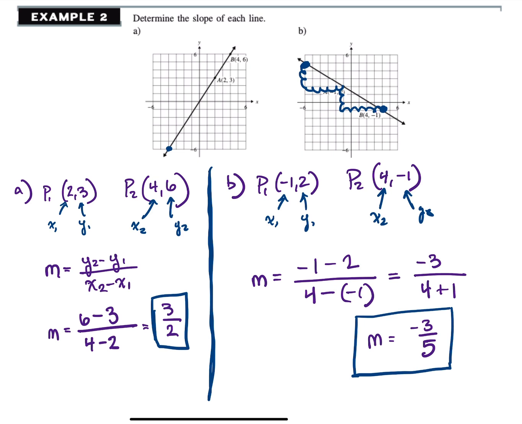So that's using this slope equation, y2 minus y1 over x2 minus x1 with 2 points. It's really helpful to label the points, your x1, y1, and x2, y2, and then you just need to plug into the formula.